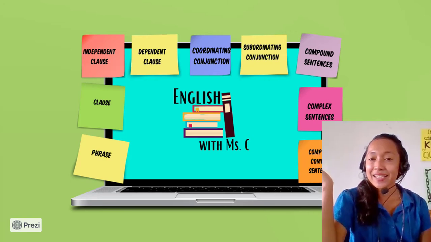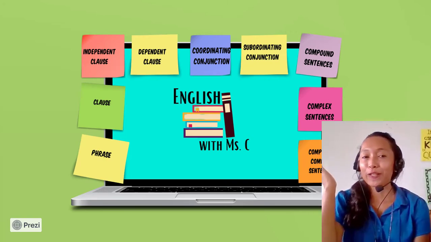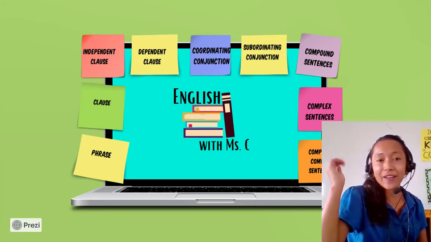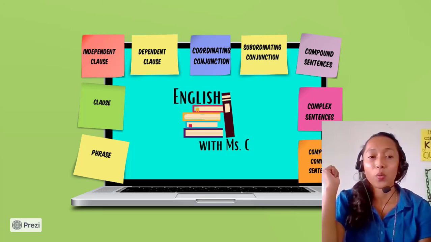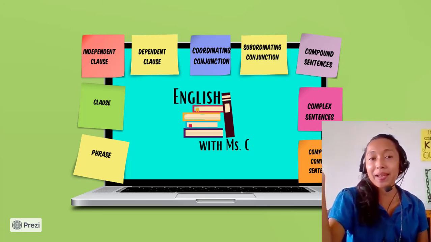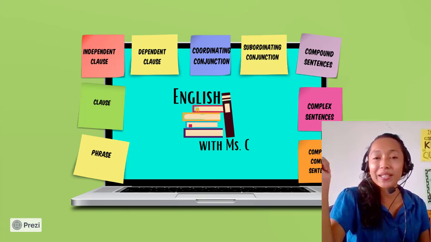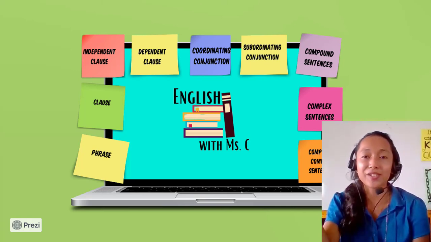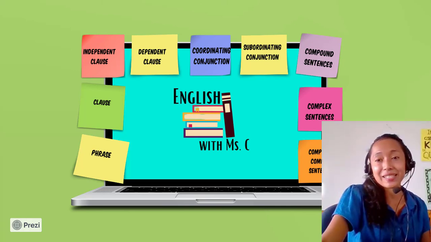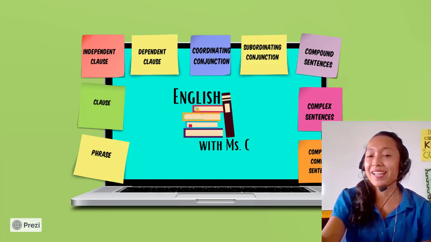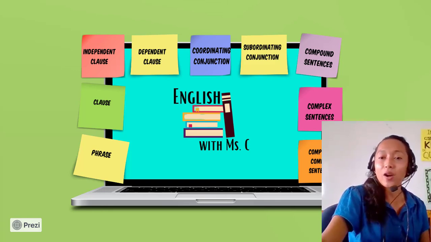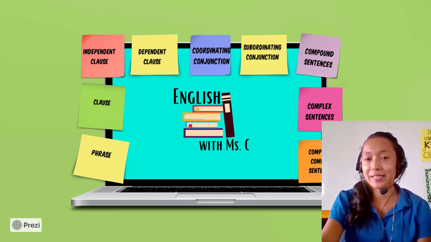And that's it. That is our unit on writing sentences. We looked at phrases, clauses, independent, dependent clauses, coordinating conjunctions, subordinating conjunctions, compound sentences, complex sentences, and lastly, but not least, our compound complex sentence.